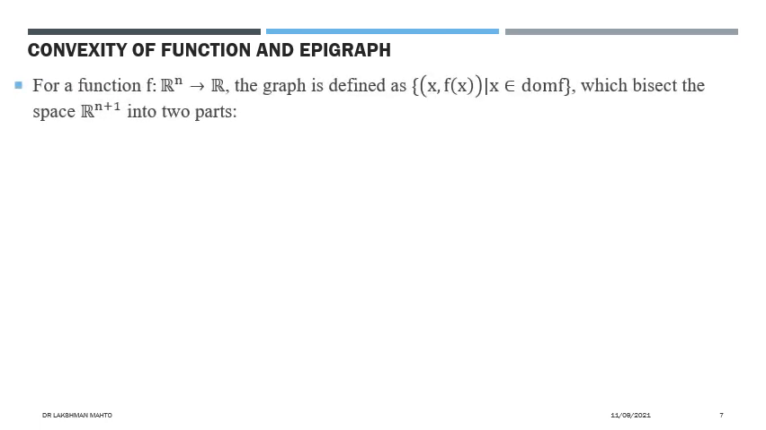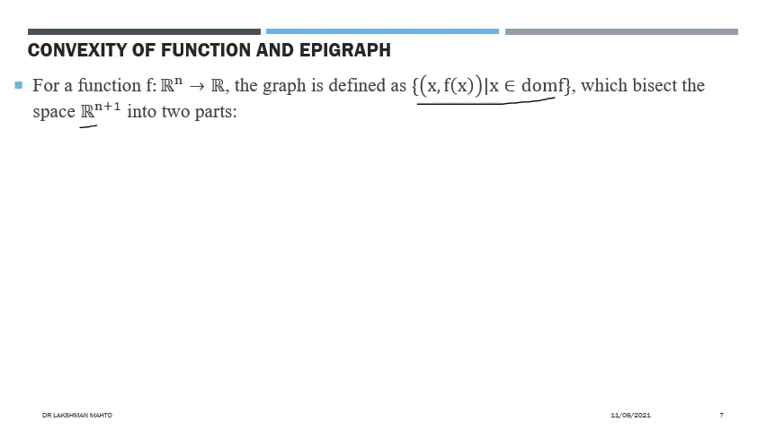So what is the epigraph? Suppose we have a function f. If you have a function f, then what is the graph? Algebraically, it is the collection of all the ordered pairs x and f of x, for every x coming from the domain of f. We say that it is the graph of the function f. And if f has its domain in n dimensional space, then the graph will go to n plus 1 dimensional space.